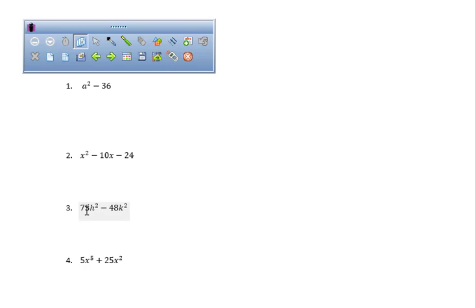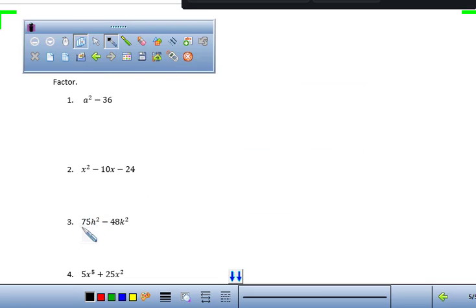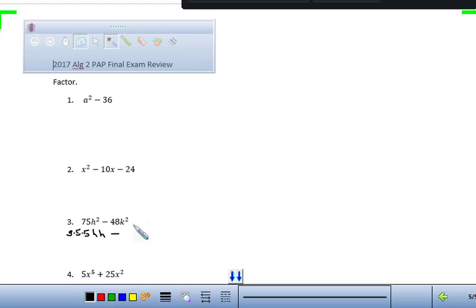For number 3, we have to look for a greatest common factor. So if you break this down, you can see that 75 would be 3 times 5 times 5. And then your h. Your 48 is 2 times 24. 24 is 2 times 12. 12 is 2 times 6, and 6 is 2 times 3. So 2 times 2 is 4, times 2 is 8, times 2 is 16, times 3 is 48, and then you have a k and a k.